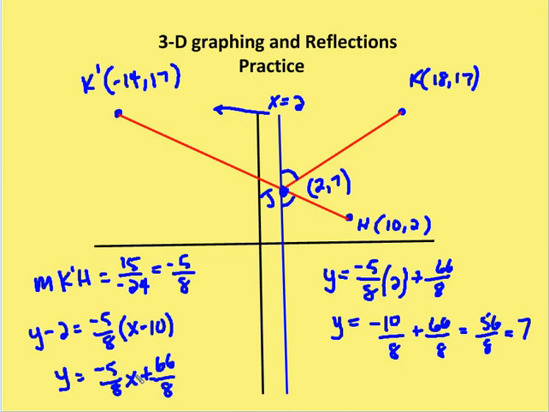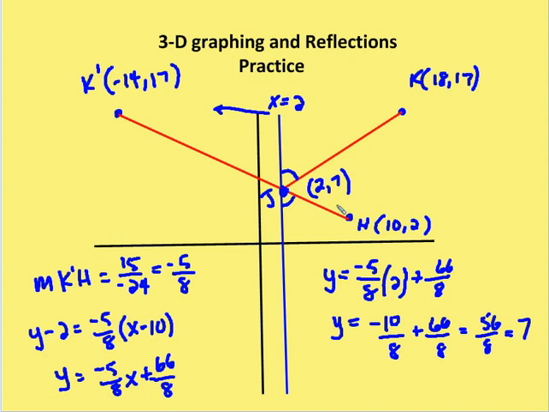Now that we have the equation, we can find out what the y component is, because we know already that the point of intersection is going to have an x coordinate of 2. It's defined as this line. So we plug in 2 for x, and I get y is equal to negative 5/8 times 2 plus 66/8, or y is equal to negative 10/8 plus 66/8, or y is equal to 56/8, which is equal to 7. So we identify that the point J here is (2, 7).